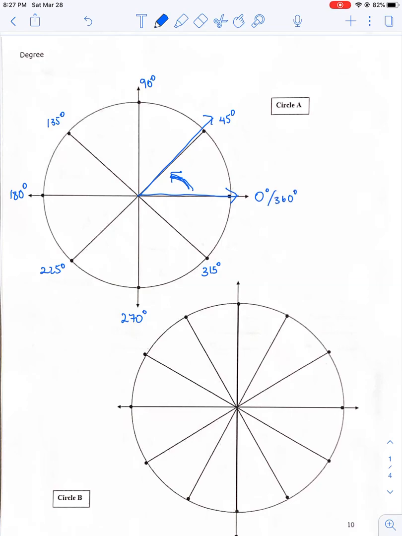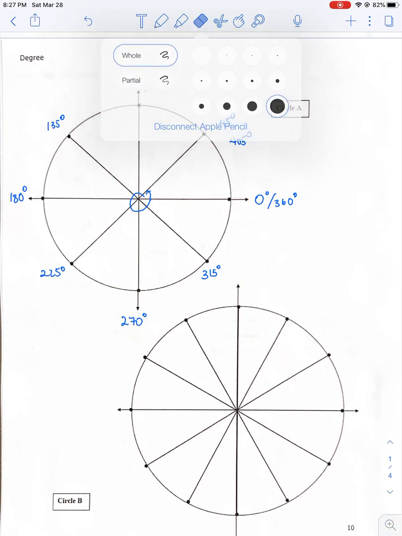Now the question is, can we keep going? Yes, we can keep going. If we have more than one revolution, I would indicate that by drawing a little swirl like that. That would indicate that I've gone 360 degrees, and let's say I go past by 45 degrees, I would simply add 45 to 360 degrees to get 405 degrees. But that's just an example.